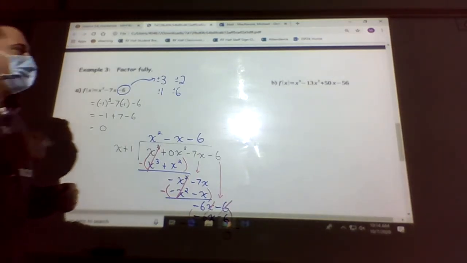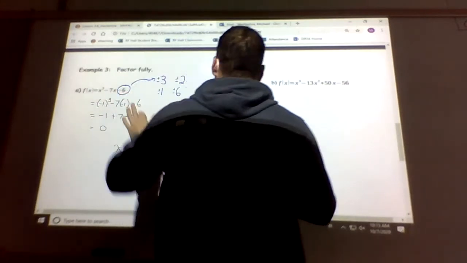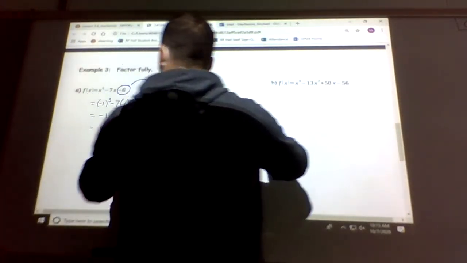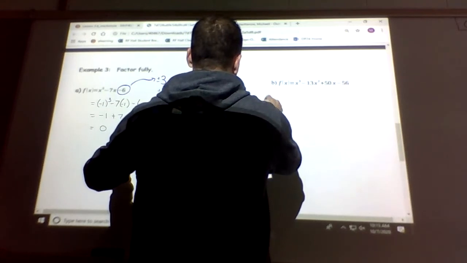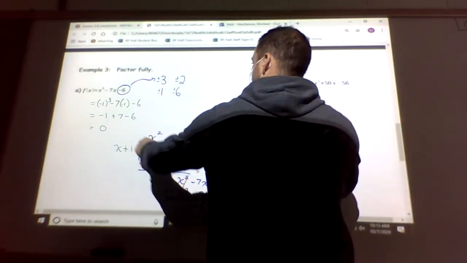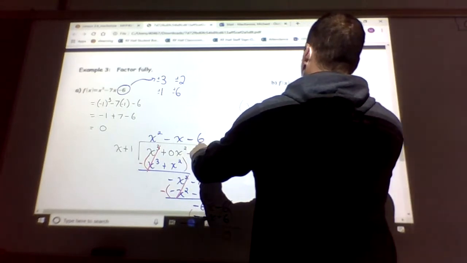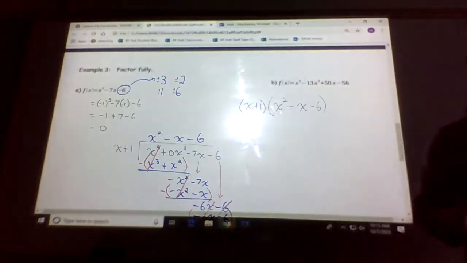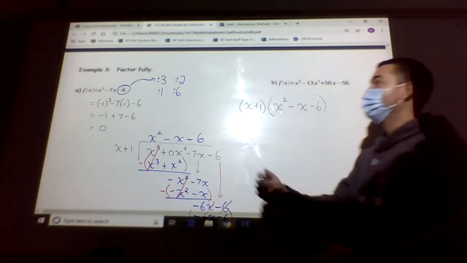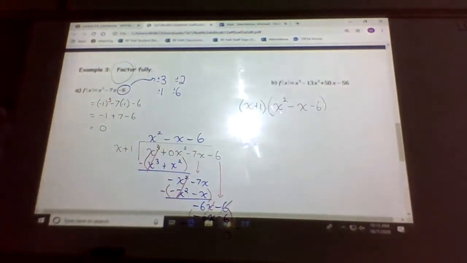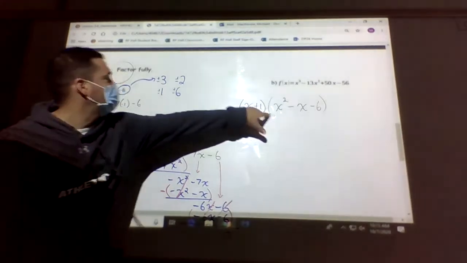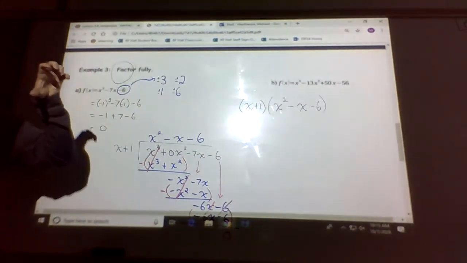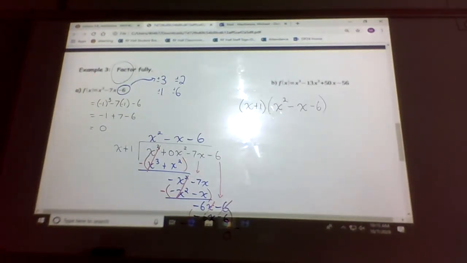So this was our original equation. Now what we're left with is x plus 1 and x squared minus x minus 6, because when we divided, we factored. What we actually did there is we factored out an x plus 1, and now we're left with a quadratic, x squared minus x minus 6.